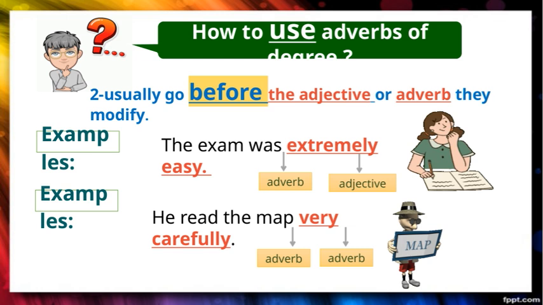Understanding how to use adverbs of degree is key to making your descriptions more precise and impactful. It helps you convey not just what happened, but how it happened or to what extent. So, in summary, adverbs add depth to your sentences, especially when you want to express intensity or manner, and their placement before the word they modify is a crucial rule to remember.